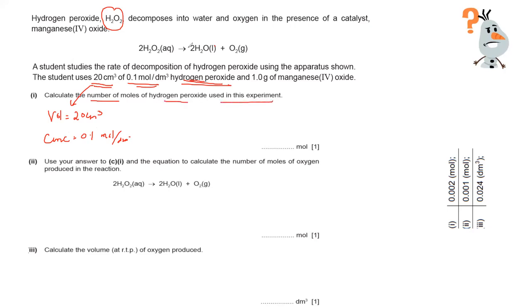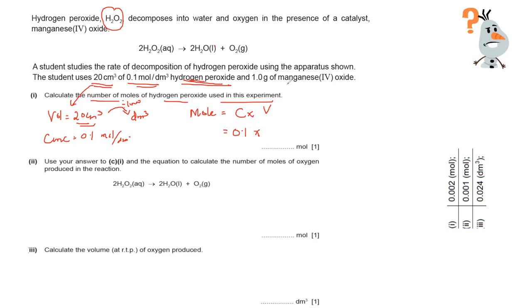In the first part, they are asking to calculate the number of moles of hydrogen peroxide used in this experiment. So we need the moles of hydrogen peroxide. If we have volume and concentration, we can use a formula to get the moles: moles equals concentration multiplied by volume. So concentration is 0.1. But what about the volume? The volume is given in cm cube. So we should always convert into decimeter cube. To convert cm cube into dm cube, we divide by 1000.